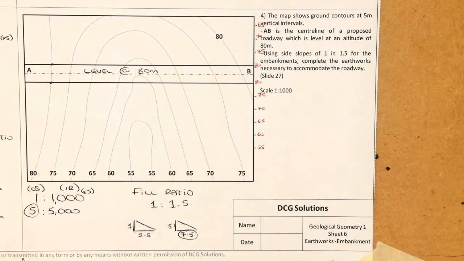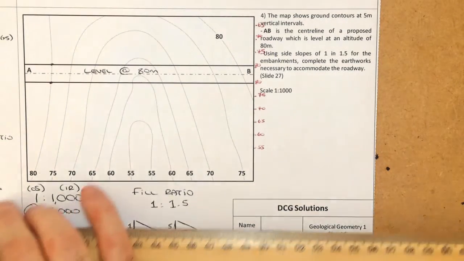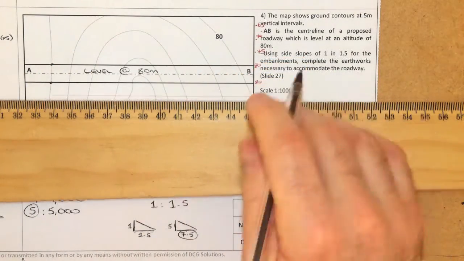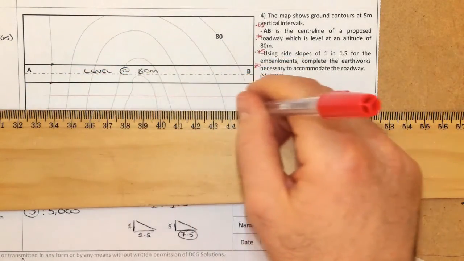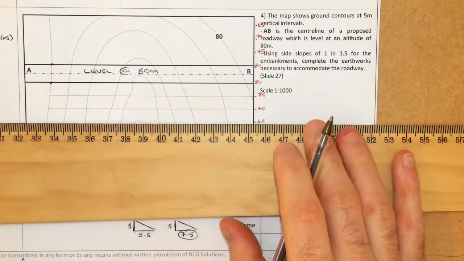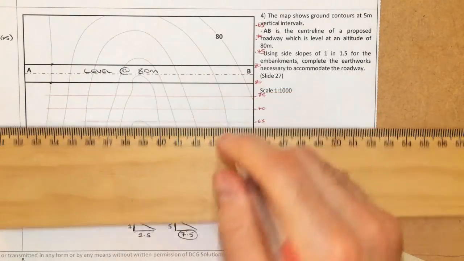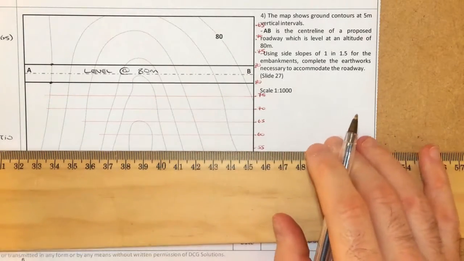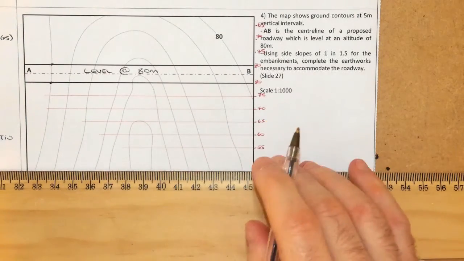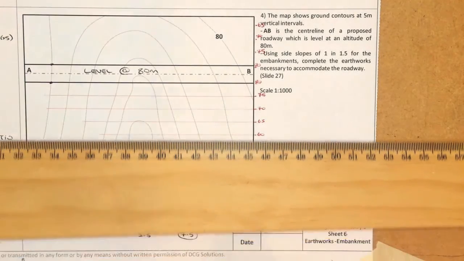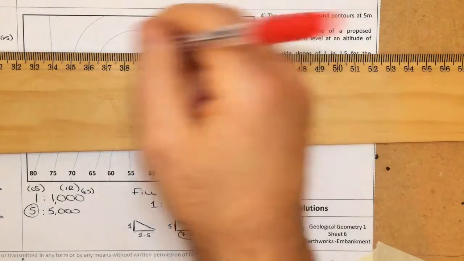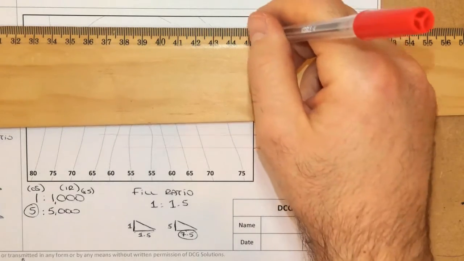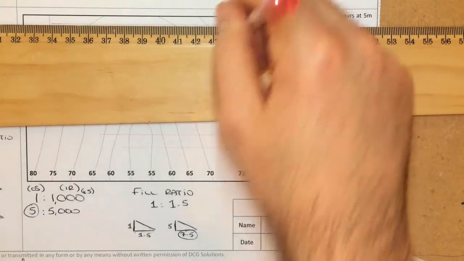Okay, so what I'm going to do now is plot across those contour lines. So just do the 75 one. 70, 65, I'm sure I could do this a bit neater, 60, and finally 55. Okay, you can just about see those on the screen. So that's 75, 70, 65. I'm not sure if that one's going to be needed.